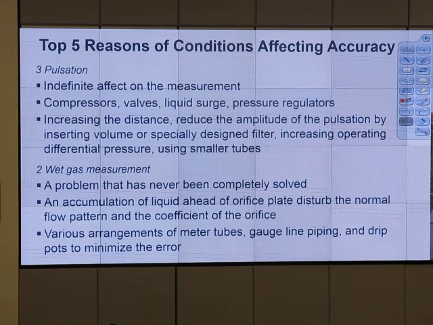Pulsation, that's number 3. It affects the measurement. Sources include compressor valves, liquid surge, and pressure regulators. If you have pulsation going to the plate, that impacts your accuracy. You don't want pulsation. Wet gas measurement is a problem that has never been completely solved. The orifice plate meter run, by the way, is for gas, natural gas, not for water. If you have wet gas, a little bit of water, that causes you problems.